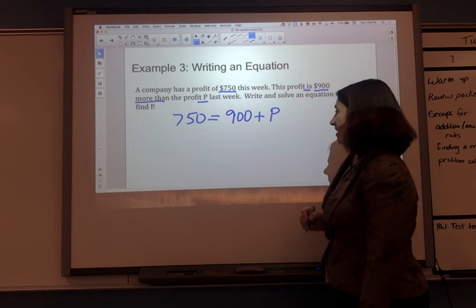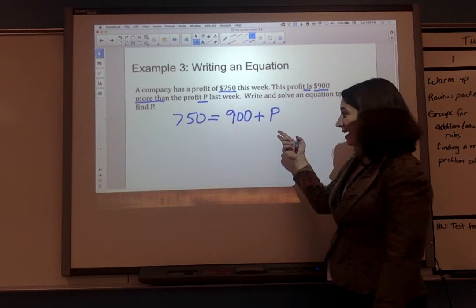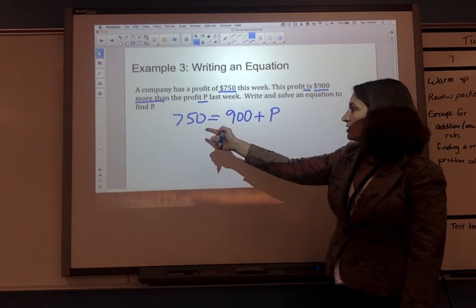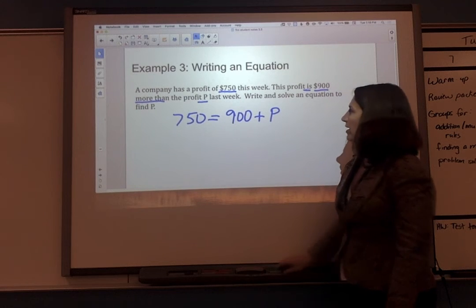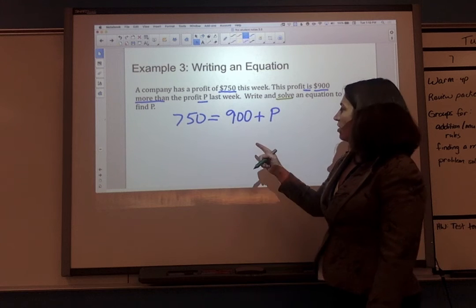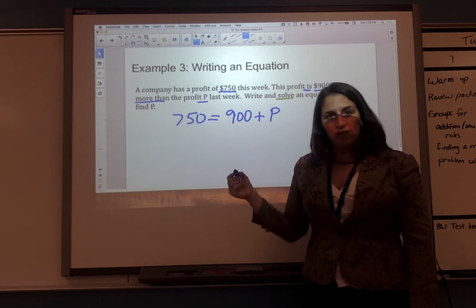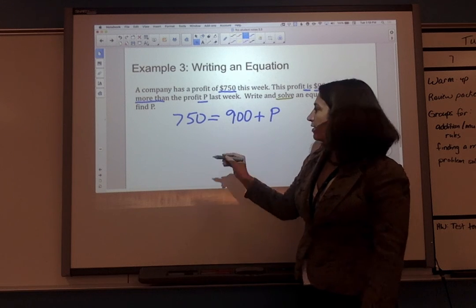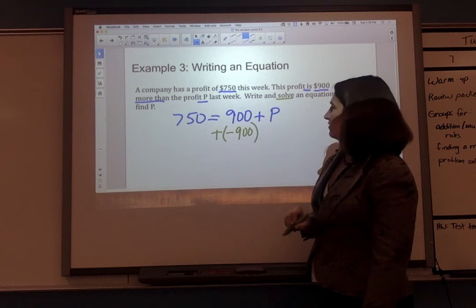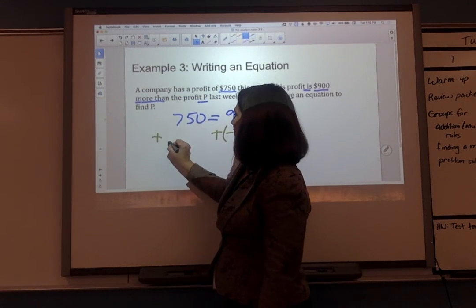So just looking at this, I can see we must not have done very well last week, right? P should be a negative number, so we must have lost money last week. So this is our equation. That's our first thing we were asked to do. We were also asked to solve the equation. So to solve the equation, I have 900 here. I can either add -900 or subtract 900. So I'll add -900 to the right side, and then I need to do the same thing to the left.